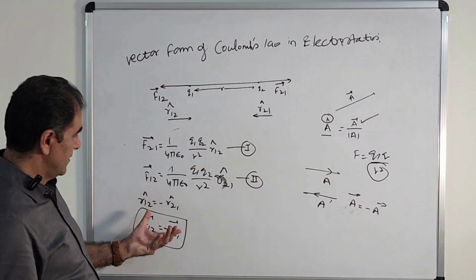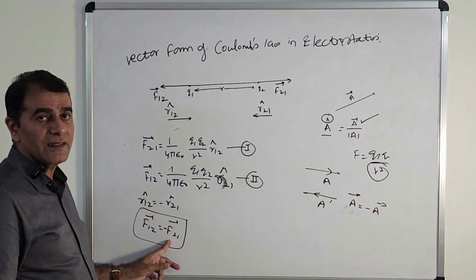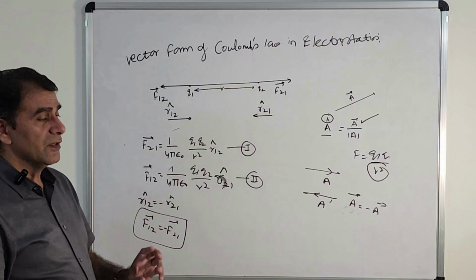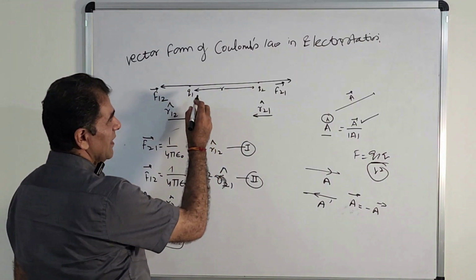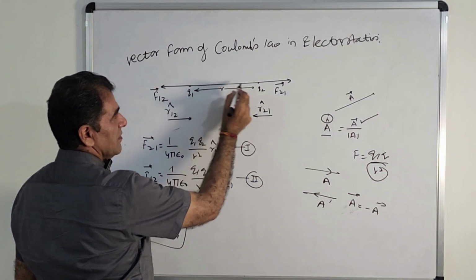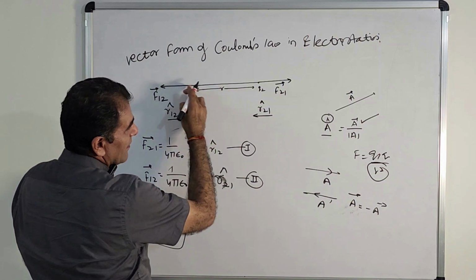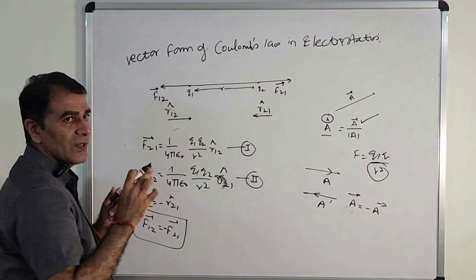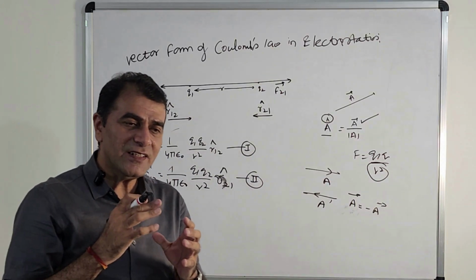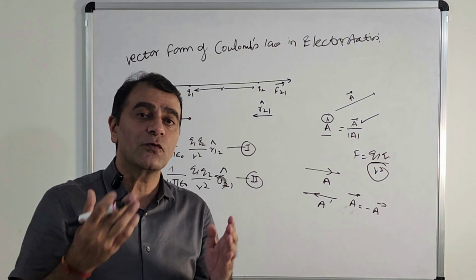What does this law state for us? One thing we have already done: Coulomb's law in electrostatics obeys Newton's third law of motion. What is the other thing? You know that this is charge Q1, this is charge Q2. The force is along the line joining Q1 and Q2. Any force whose direction is along the line joining the two quantities is called a central force.